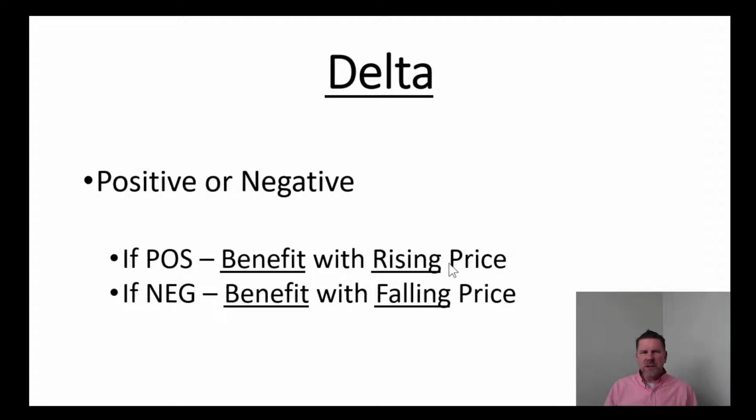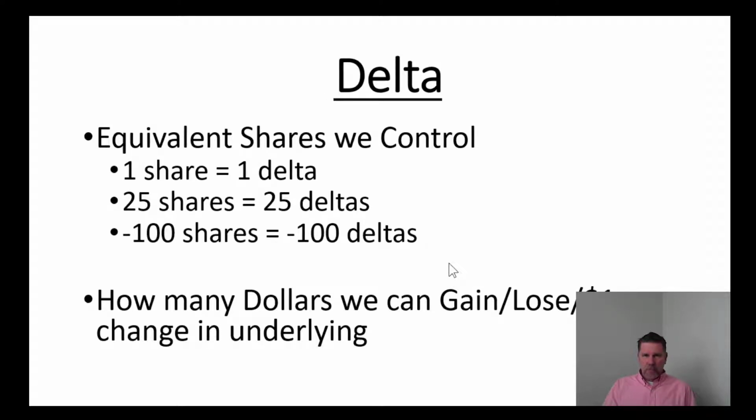Now, if your delta on your option happens to be positive, make a note of this, write it down and underline it. The benefit to you is when prices rise. If your delta is positive, the benefit is when prices rise. The delta might also be negative. The benefit then to you, if you have a negative delta on that option, is when prices fall. So that's important to write down.